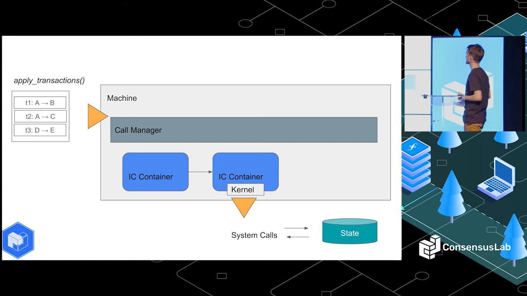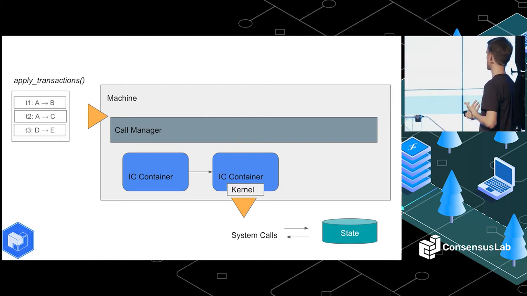So for our purposes, I have here a simpler description of what is needed for us to understand my architecture. Again, we have transactions, a batch of transactions that we would like to execute faster. This is our goal here. It's entered into a machine that has a call manager. The call manager spawns a kernel and spawns an invocation container for each transaction or for each actor that is executed and passes it to the kernel.